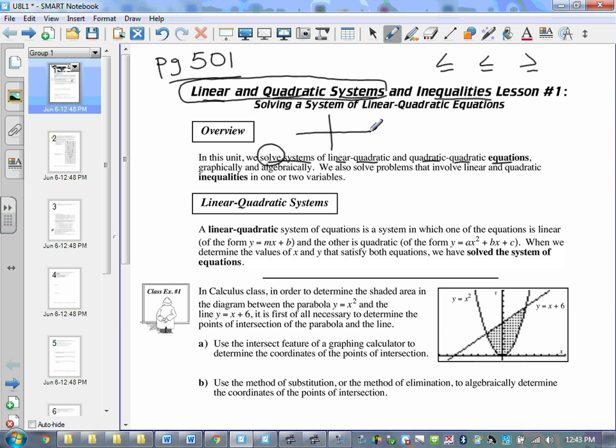Linear would be what? What kind of graph would that be? A line, a nice straight line. And a quadratic, what are those? We called them parabolas. Some of us did.